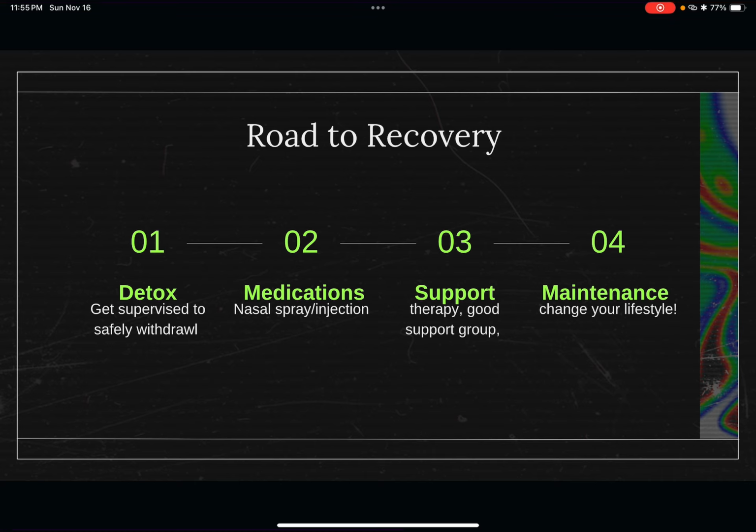And maintenance, which is the last step. You need to maintain this lifestyle. You can't just do it for 1 year and mess up and just keep going back and forth with the same cycle. You need to make sure you change your lifestyle to be on the road to recovery and have it be full and over with.